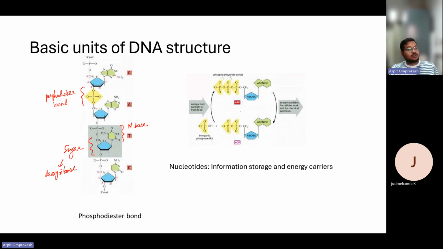And here we show that nucleotides serve as information storage units, because they are present in the DNA and are storing information, and they also serve as energy carriers. Here we see the ATP molecule, which is basically adenine attached to a ribose sugar with three phosphates.